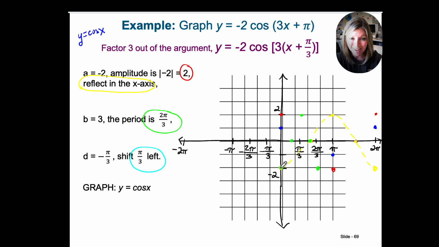So moving the green one, pi over 3 units to the left, we are here, here, here, whoops, here, and here. So now we're starting at negative pi over 3, which I didn't line up very well with my axis. So here's our graph as of now.